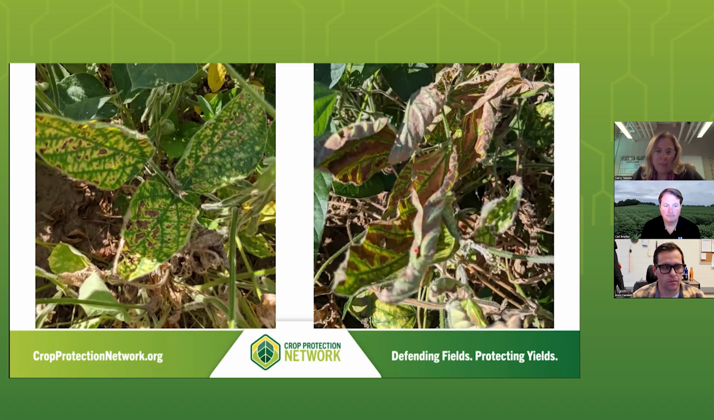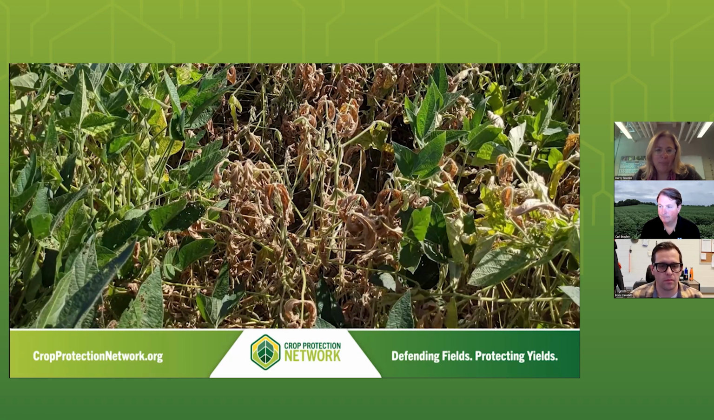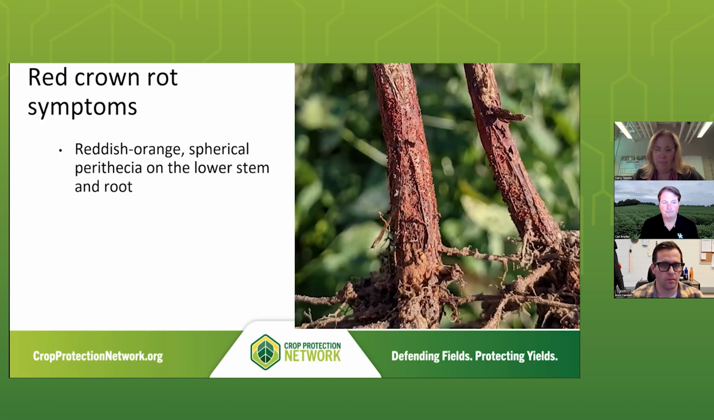Then as the symptoms progress, you can begin to see the necrosis developing and leaving those leaf veins nice and green. And the one unique feature as these leaves begin to crinkle and brown up is that they remain attached to the plant. So that is one clue that may lead us more toward red crown rot. But as we talk about some other potential diseases, maybe not. Again, something we've noticed is that those leaves remain attached compared to some other diseases.